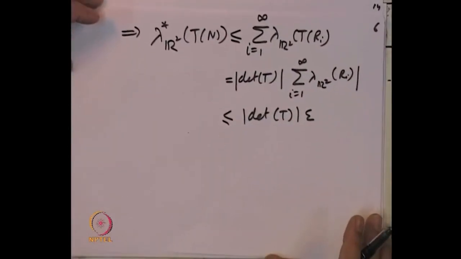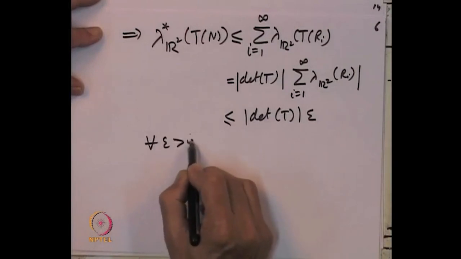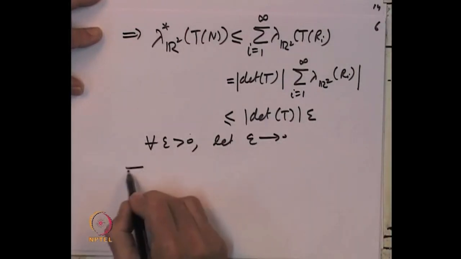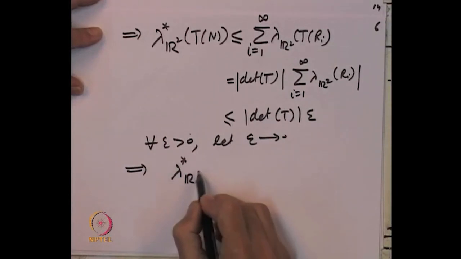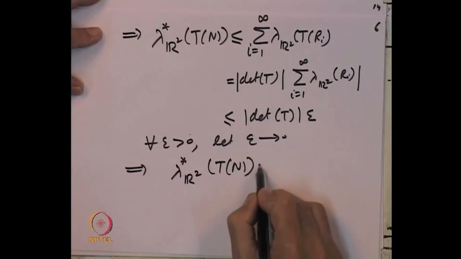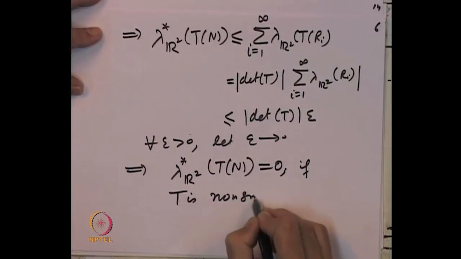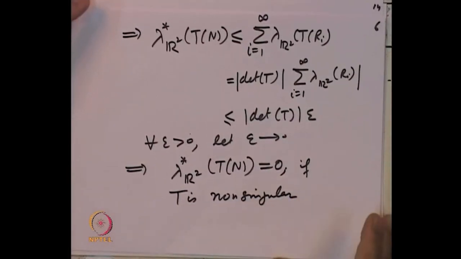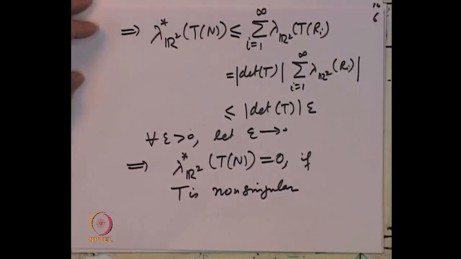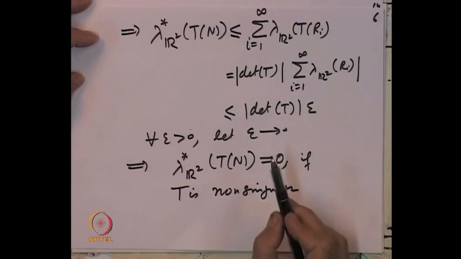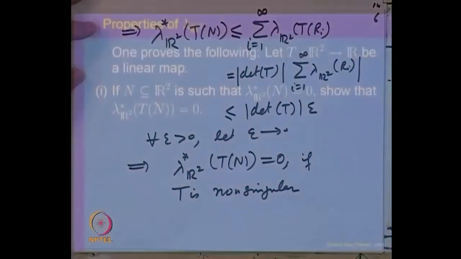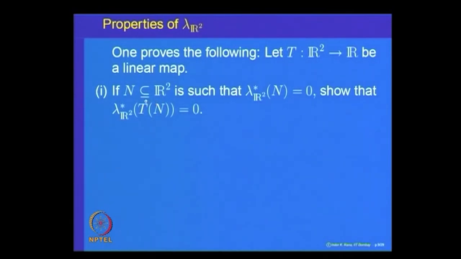And since this holds for every epsilon bigger than 0, let epsilon go to 0. That will imply the Lebesgue outer measure of T of N is equal to 0 if T is non-singular. And for a singular transformation, we know T of R 2 itself has measure 0, so T of N will be 0. So, this proves the fact that for every set N which is of Lebesgue outer measure 0, the image T of N under any linear transformation is again a set of measure 0.